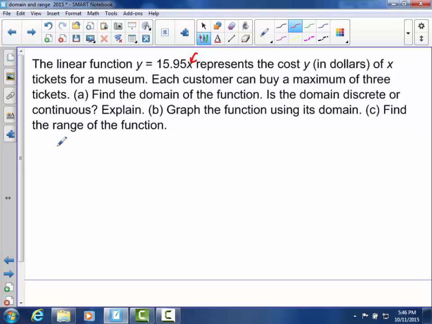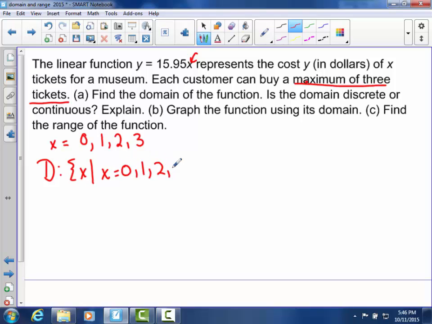Okay, so our domain is going to be our x values, from the maximum of 3 tickets. So my question to myself is, can I buy parts of a ticket to the museum? And the answer would be no. So what can I do? Well, I cannot buy any. If I don't want to go to the museum, I buy 0 tickets. I could buy 1 ticket, 2 tickets, or 3 tickets, and then I have to stop because I'm only allowed a maximum of 3. So the domain of my function is these x values. x would be equal to 0, 1, 2, and 3.